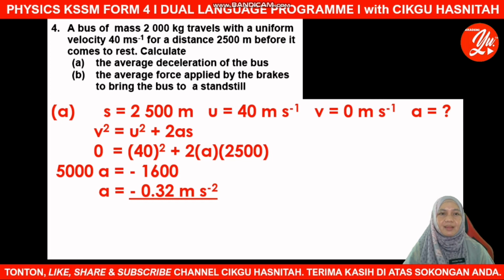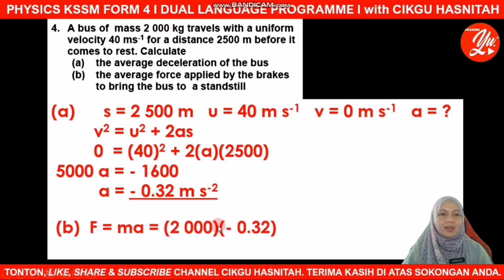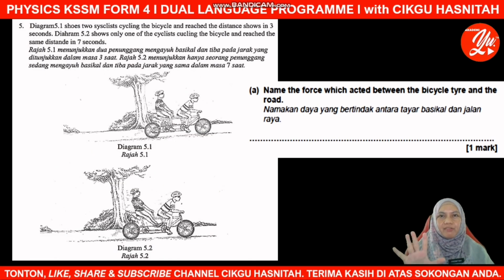Okay. Then how about B? How to find the average force applied by the brakes in order to stop the bus? So here we apply F equal to MA, where the mass of the bus is 2,000 kg and the acceleration we have calculated in A. So it is negative 640 Newton.